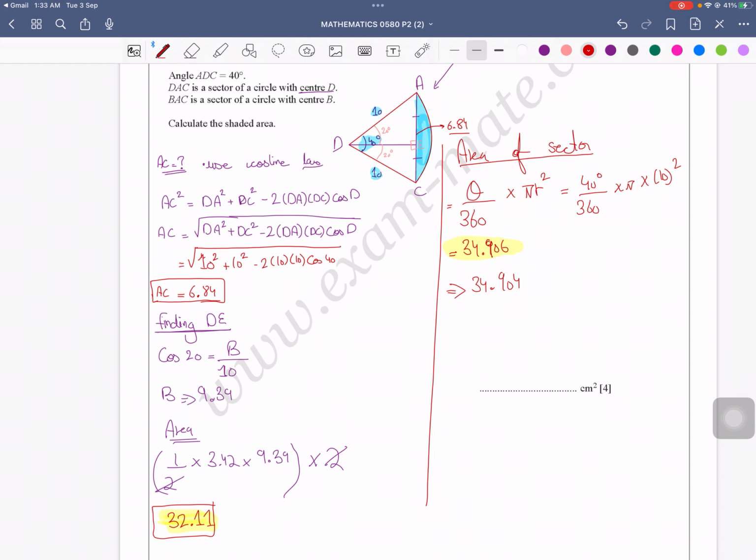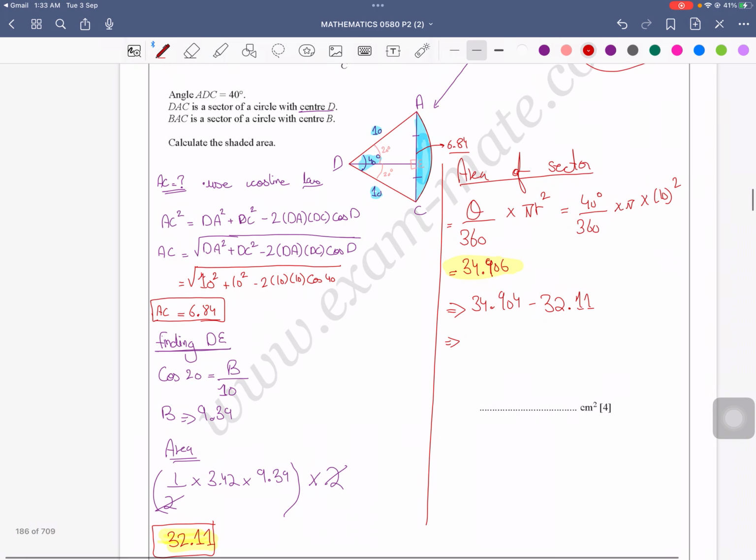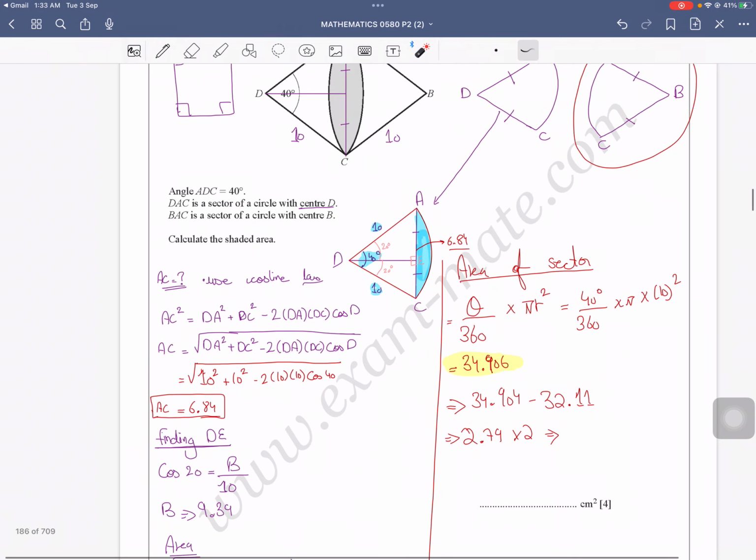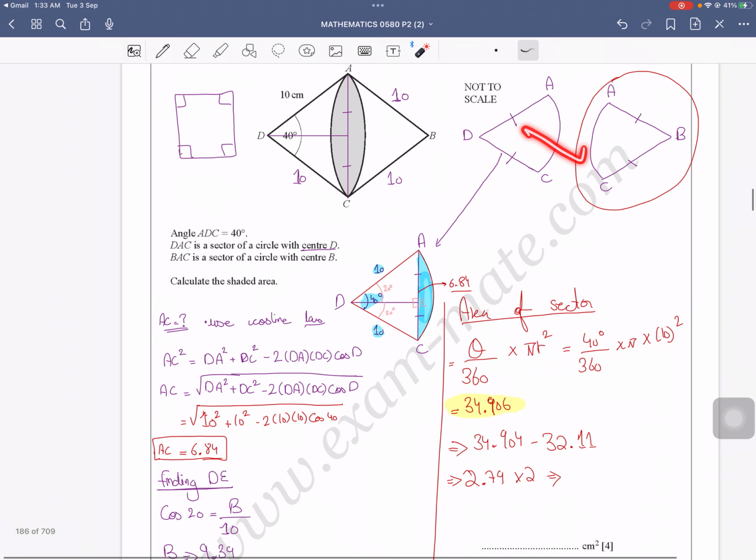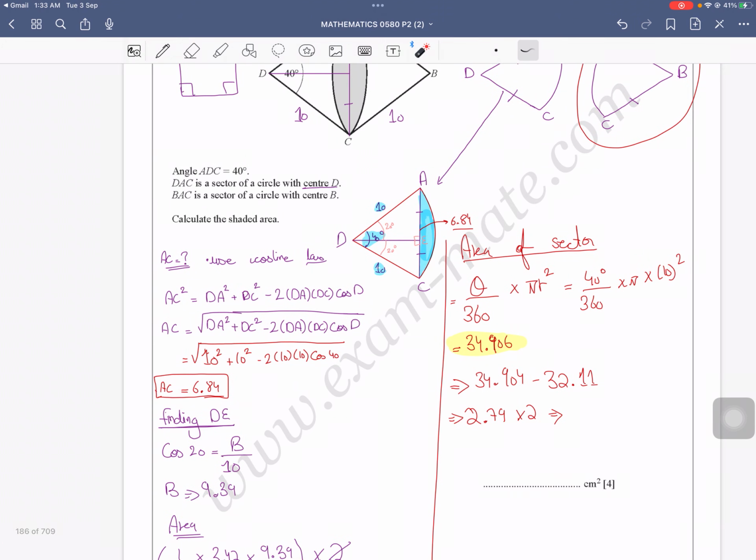So area of shaded region is equal to area of sector, because that's the bigger figure, minus area of the triangle, in order to give us the shaded region, and this comes down to 2.79. And because we have two figures like this, we multiply it by 2, because there are two regions. We have just found the gray area of this, but we also need to find the gray area of this sector. We'll multiply it by 2, and we reach our final answer, that is 5.54.